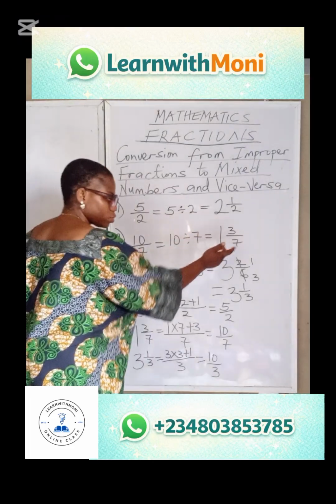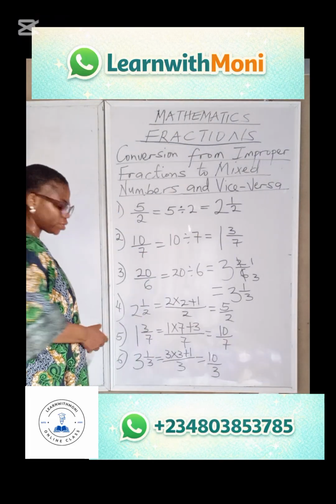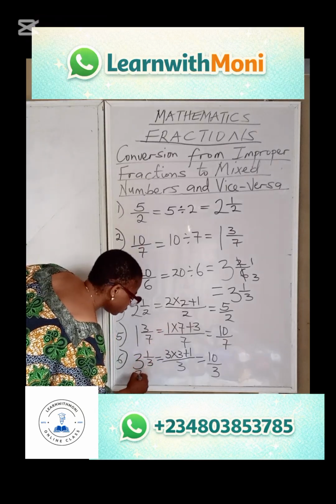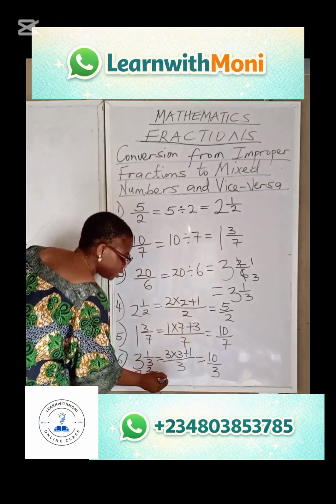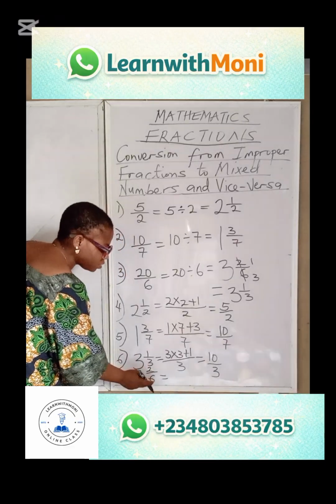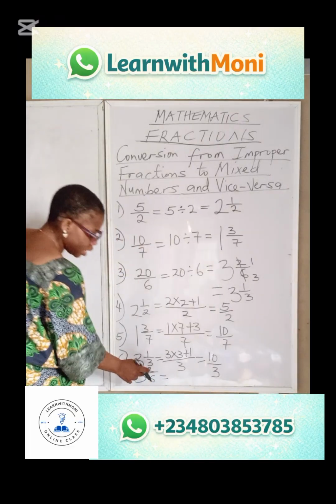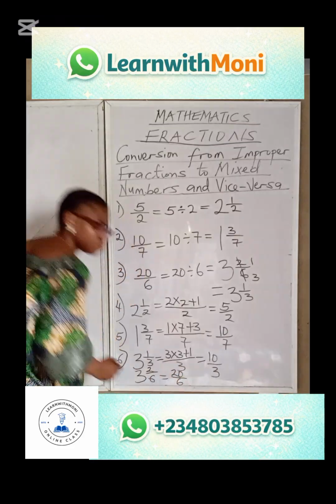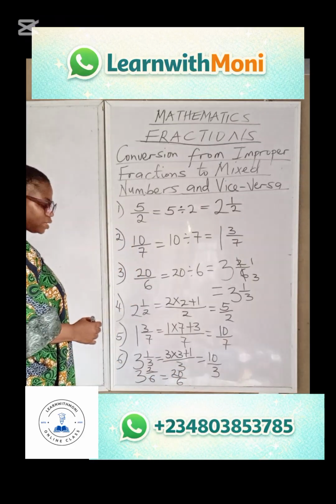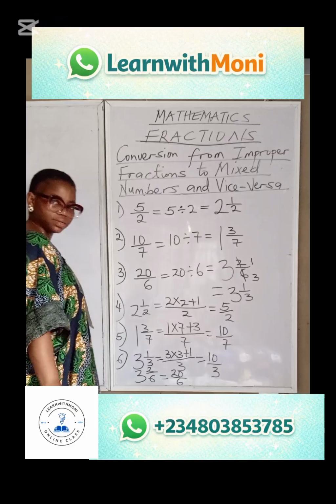Better still, you want us to take 3 wholes, 2 over 6. No problem. 3 wholes, 2 over 6. That is what we got here. That is going to be 3 times 6, 18. 18 plus 2, 20 over 6. 20 over 6 is the same thing as 10 over 3.